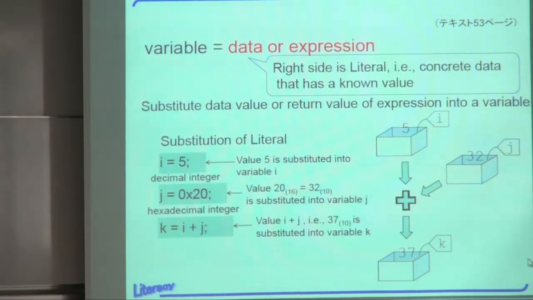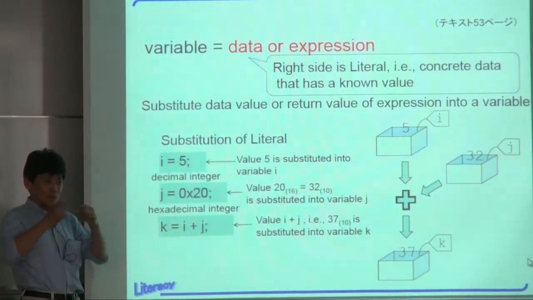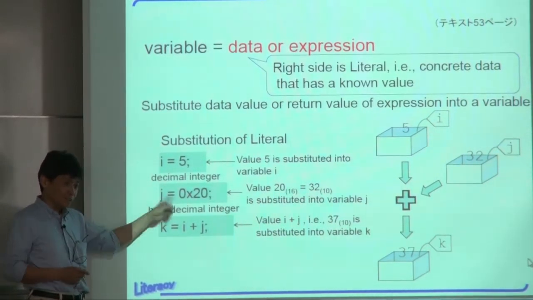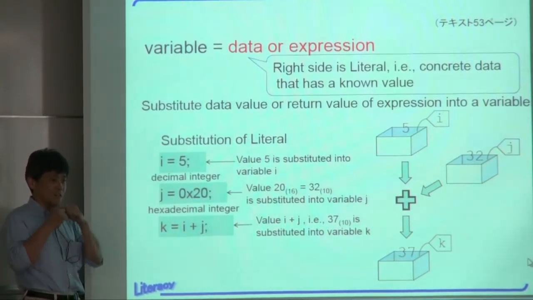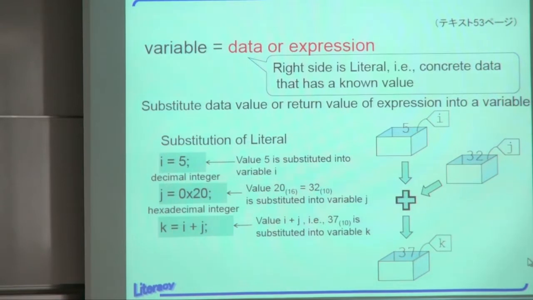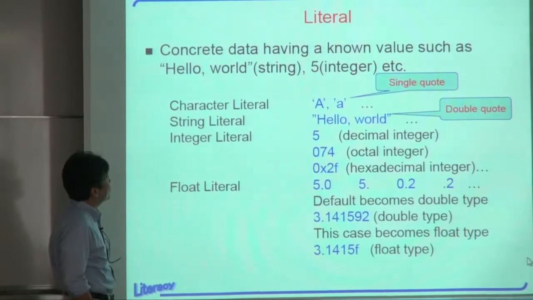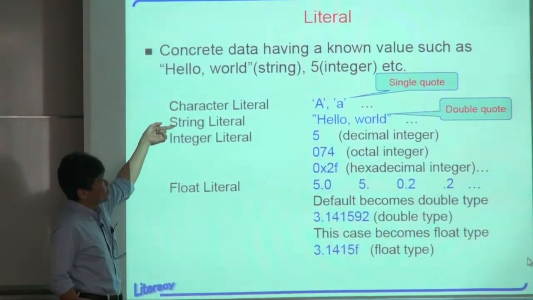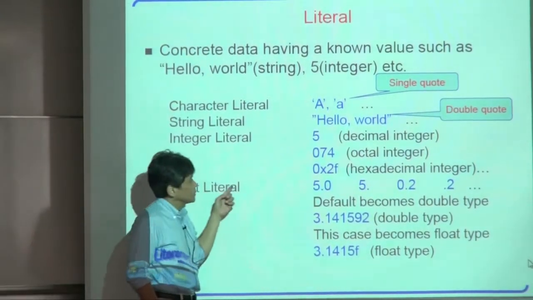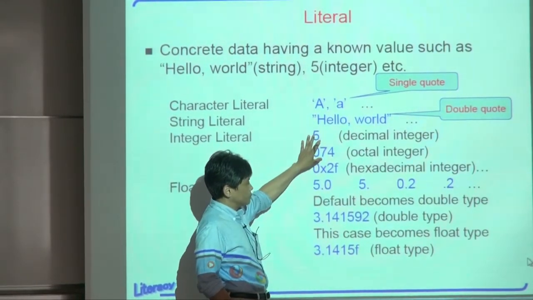So the important thing is the equal character is not treated as equal in mathematics. In a C program, the equal character is treated as a substitution operator. Okay. And as I explained, there are several types of literals: character literals, string literals, float number literals. So the literal is treated as concrete data. Okay, like this.